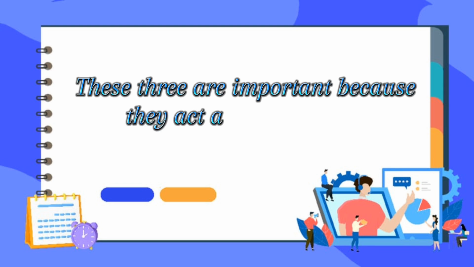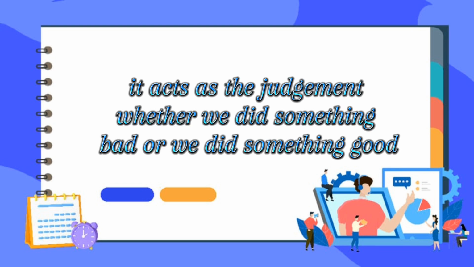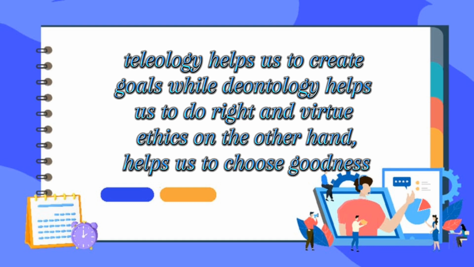These three are important because they act as guidance for our actions. They act as the judgment of whether we did something bad or something good. Teleology helps us to create goals, while deontology helps us to do right, while virtue ethics, on the other hand, helps us to choose goodness.